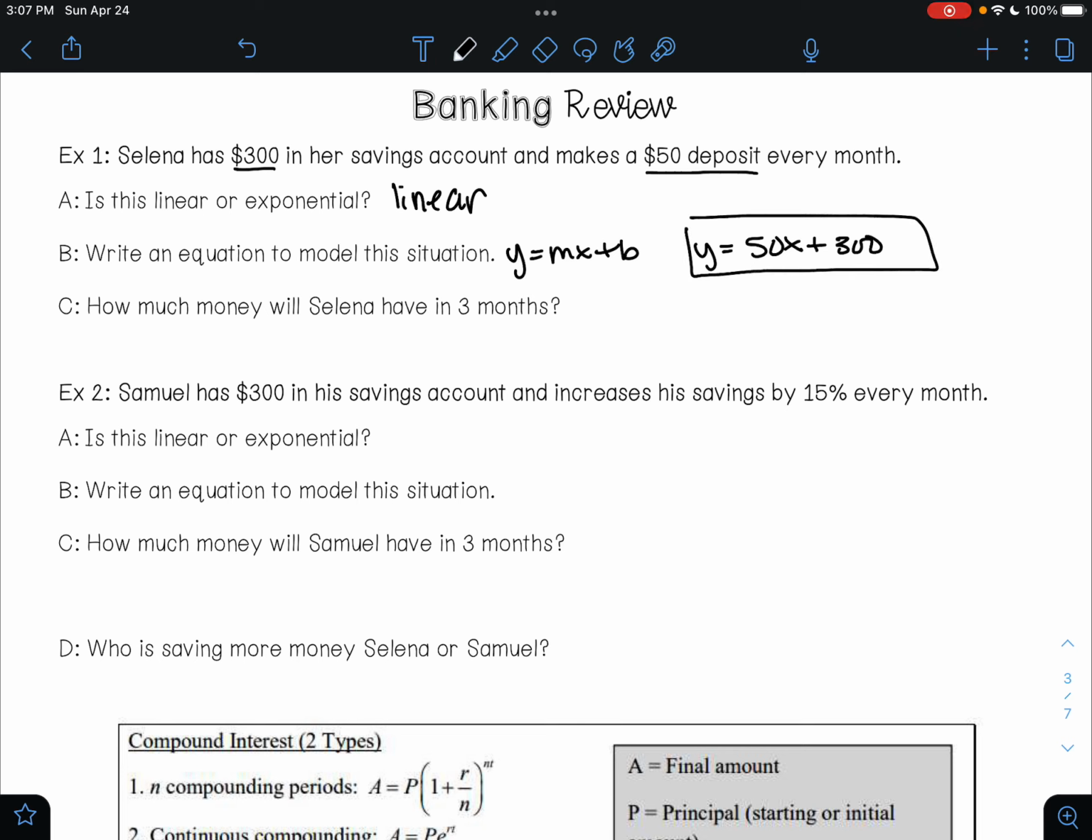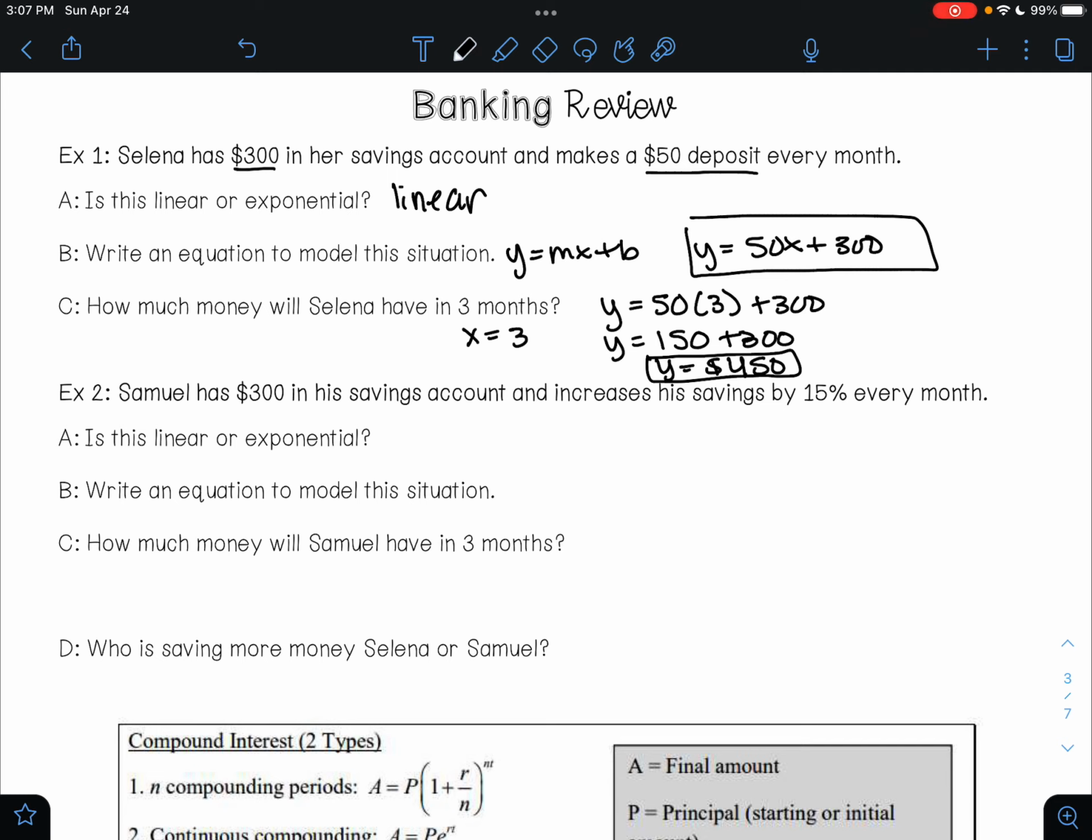Part C says how much money will Selena have in 3 months? So that means that x is 3. And so I'll have y equals 50 times 3 plus 300. So y equals 150 plus 300, which will give me $450. So after 3 months of savings, Selena will have $450.